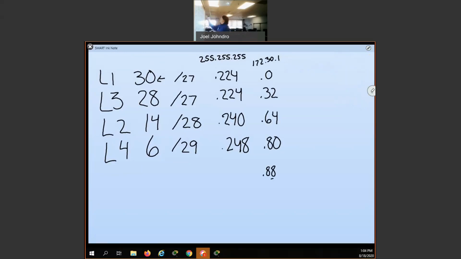And broadcast is the next thing we need to figure out. We're going to put the broadcast over here. This is the network. This is the broadcast. So the broadcast is going to be the last IP address in the range. We know that this one starts at 0, and the next network starts at 32, which means the last IP address in this range is .31, and that's the broadcast.